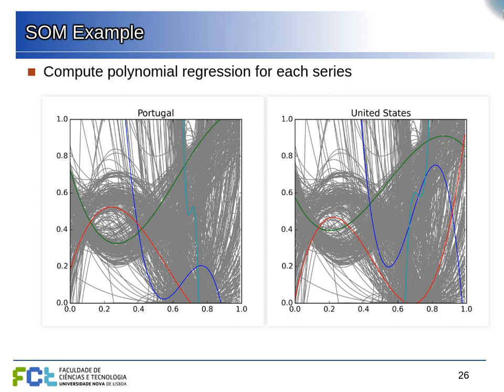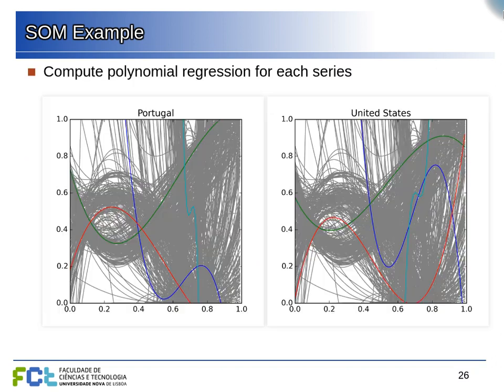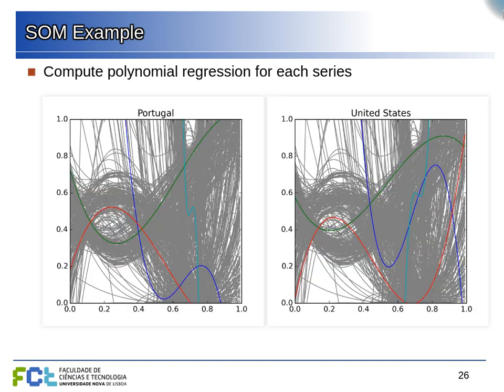So in this case, this is the set of all the regressions for all the countries in gray, and here we see Portugal. So this red line here is infant mortality, this is the unemployment, the life expectancy in green, and GDP here in blue. The curves now are a bit strange because outside the range of the data they are just extrapolating.